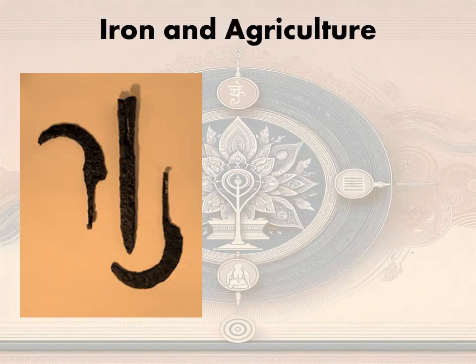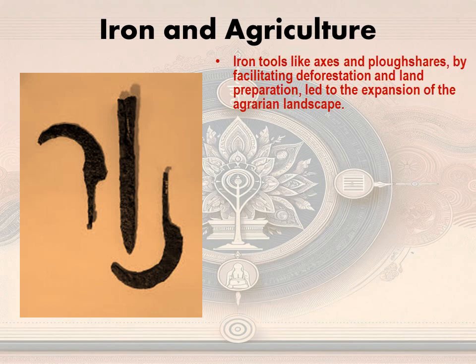Iron and agriculture. What is the relationship between iron and the production of food? Iron tools like axes and plowshares, by facilitating deforestation and land preparation, led to the expansion of the agrarian landscape.